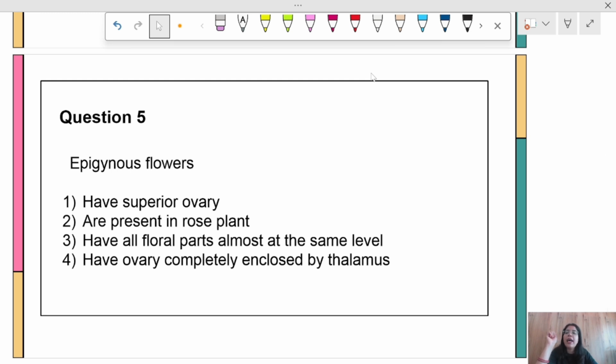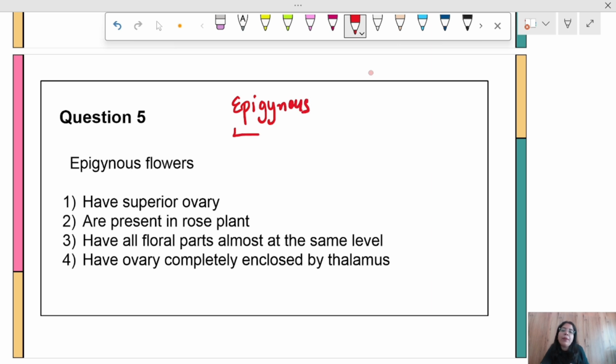There are different types of flowers based on the position of floral whorls with respect to ovary. So epigynous, what's the meaning of this term? Epi means above. Gynous, simply you can say gynoecium they are referring. I'm not saying the meaning, I'm saying they are actually referring to the gynoecium.